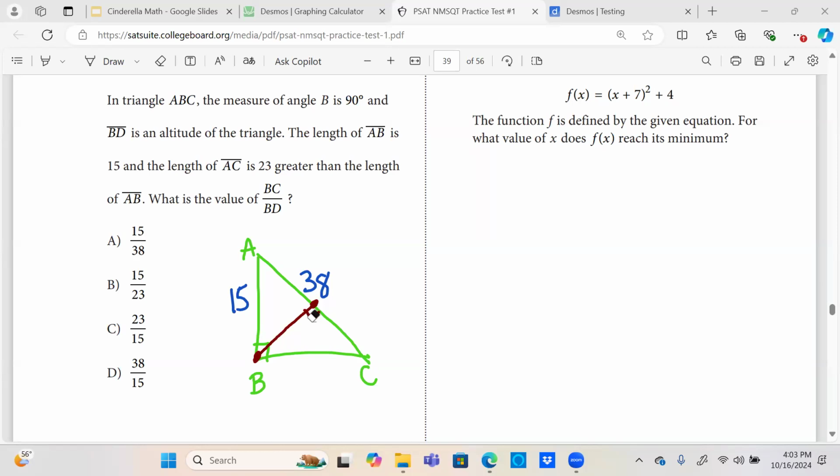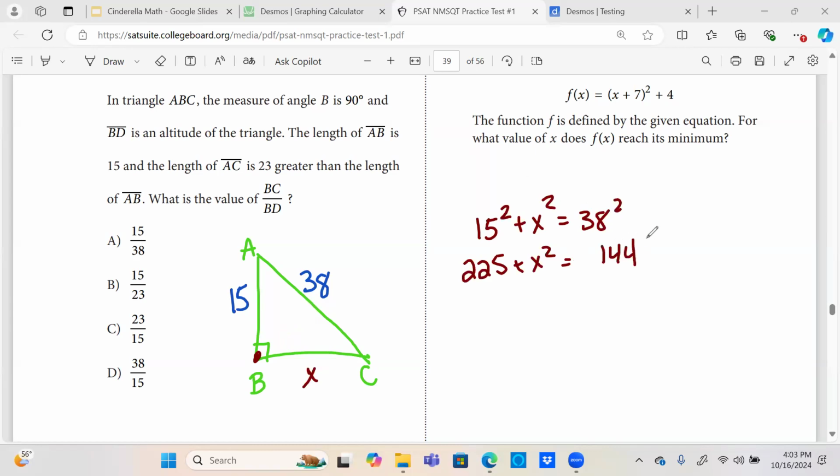Well, first of all, let's get BC. Let's not worry about D right now. Let's put an X right here and do Pythagorean. So 15 squared plus X squared is 38 squared. So 225 plus X squared is 1444. Minusing this, we have X squared is 1219. Take the root. And that's like 34. Ooh, I don't think we need that.